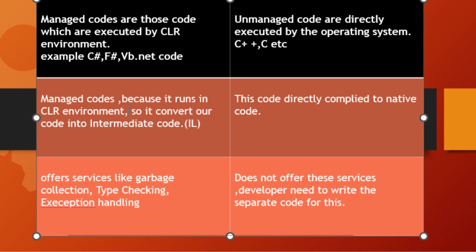For managed code, the runtime also provides all the services which the CLR has, like garbage collector, type checking, and exception handling. But in the case of unmanaged code, these services will not be provided by the native compiler or the operating system. So type checking and exception handling should be taken care of by the programmer. To answer the interviewer, we can simply say: the code which passes through the CLR environment is called managed code, and the code which does not run directly through the CLR environment is called unmanaged.